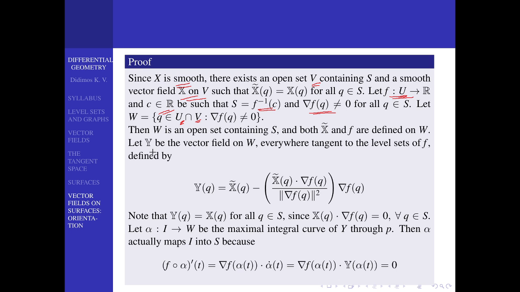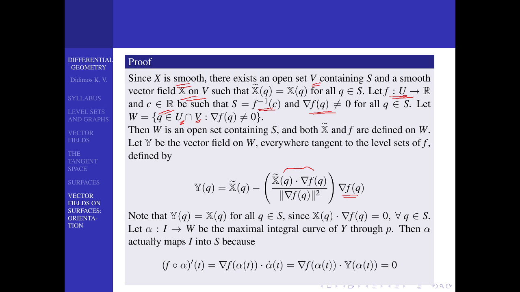Now we define a new vector field Y in such a way that Y of Q is equal to X tilde of Q minus this part times del f of Q. Note that Y of Q is equal to X of Q for all Q belongs to S. That is because when Q belongs to S, this X is a tangent vector field, so it is orthogonal to del f of Q. So this part is zero, and then Y of Q coincides with X tilde of Q, or X of Q, when Q belongs to S.